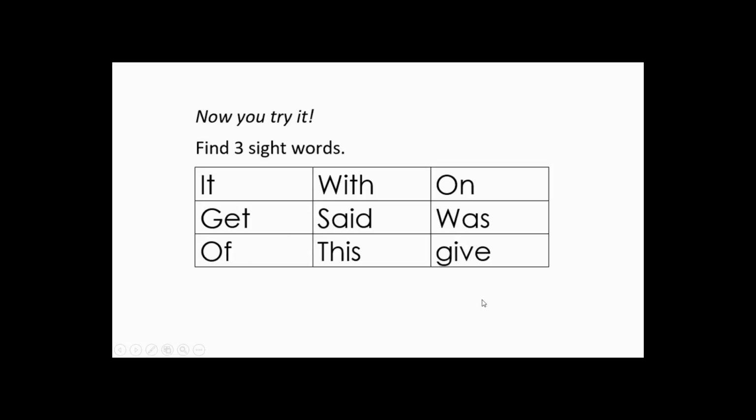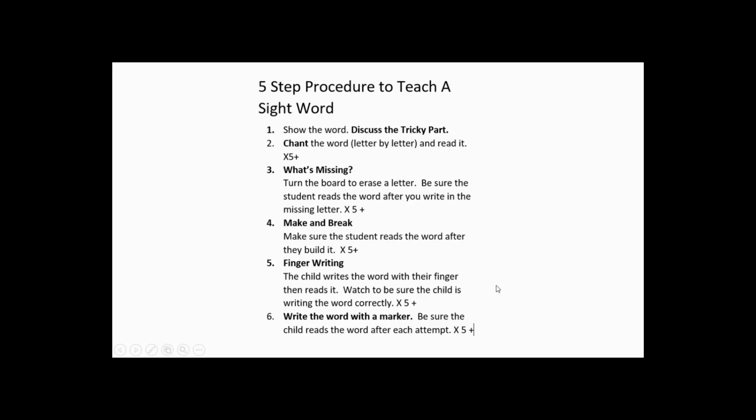Here's another example of how you have to know your phonics features, because you won't know if it's an exception to the rule unless you actually know the rule. There are 5 really effective procedures to teach a sight word. I'm just going to walk through these, and then you're going to see 2 videos of teachers using this progression of strategies. The first thing you're going to do is show the child the word and talk about the tricky part in the word.